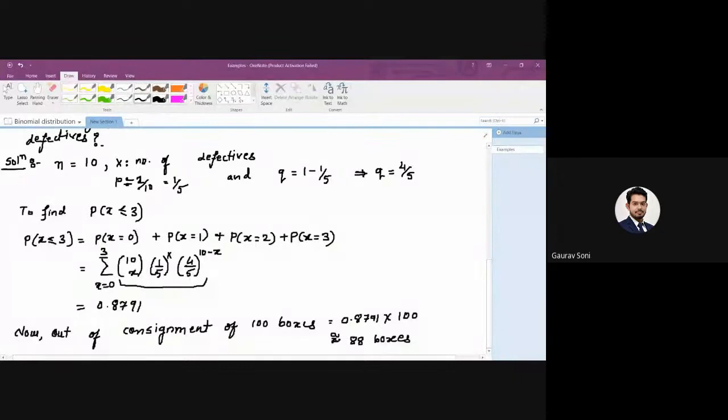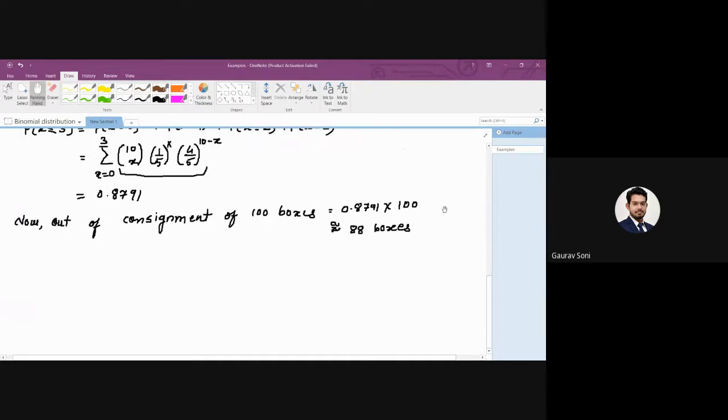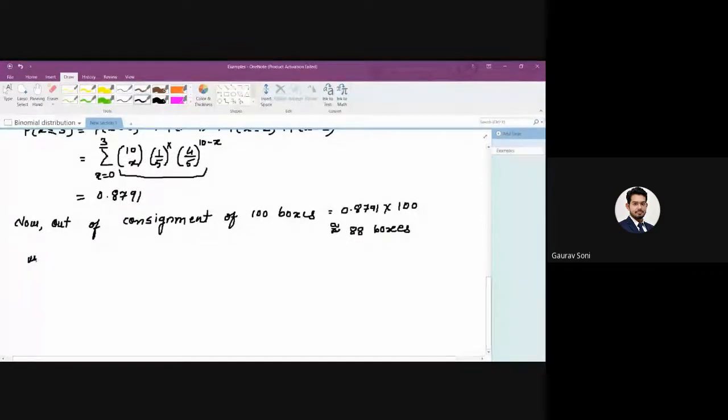88 boxes will have less than or equal to 3 defectives.